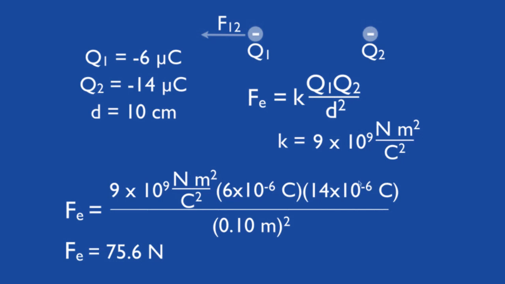I think that is really pretty straightforward once you have the values, the equation, and the constant. Just plug everything in. Convert the microcoulombs to coulombs, square the distance, and don't put negative signs in the charges, just use the positive values.